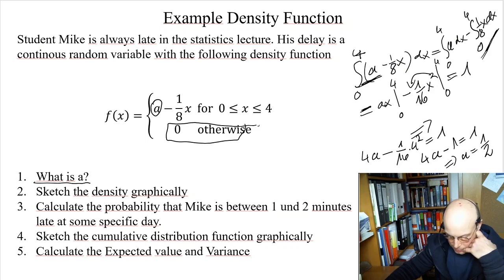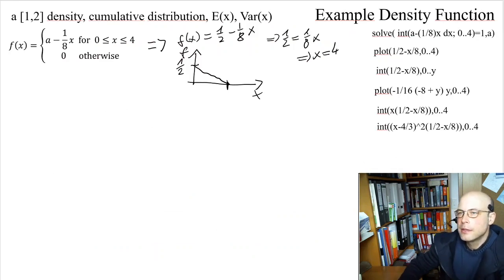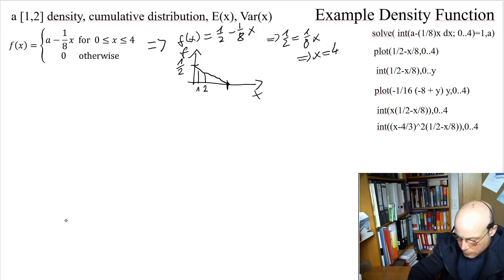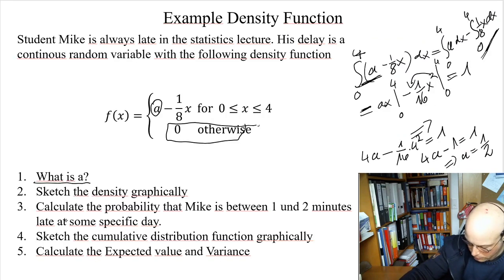What else did I pose? Calculate the probability that Mike is between 1 and 2 minutes late at some specific day. Well, if we take this lateness, then we just put in here from 1 to 2, and this is then our lateness. And this, of course, we can calculate if we take the integral. So this is question 3, I think.